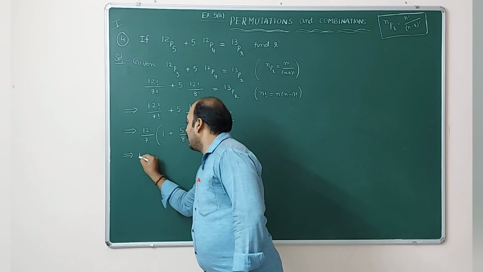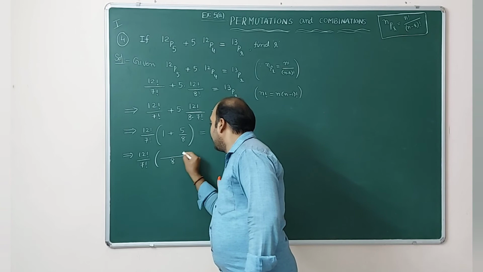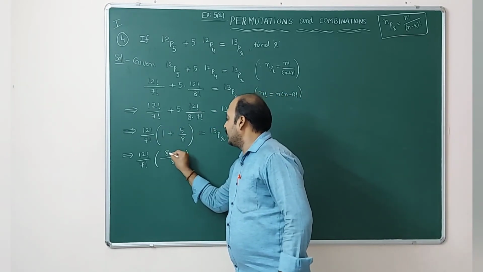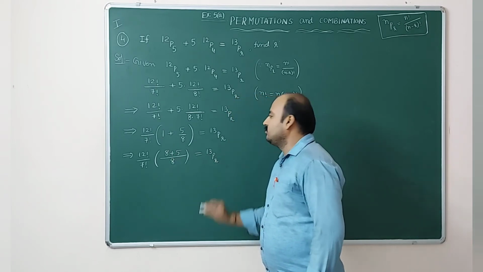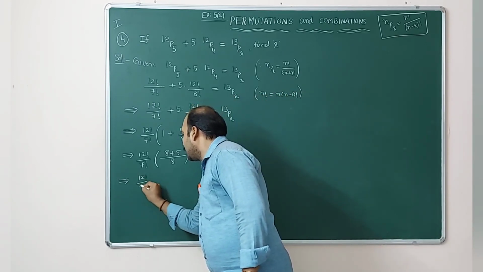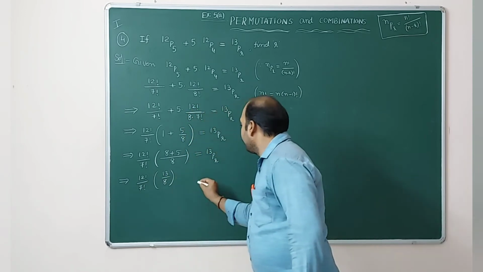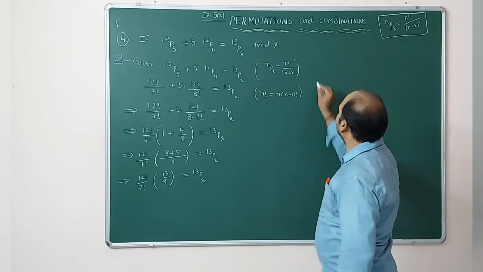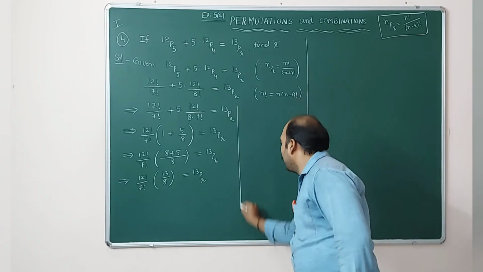So 12 factorial by 7 factorial into, take LCM here, 8. 8 into 1, 8 plus 5, 13. In the next step I'll write it. It is equal to 13Pr. So that implies 12 factorial by 7 factorial into 13 by 8, which is equal to 13Pr. From here I will continue.